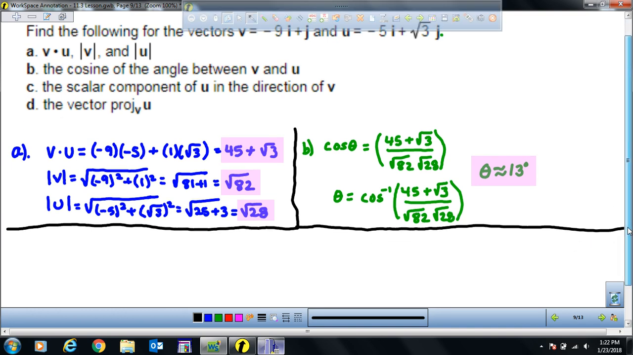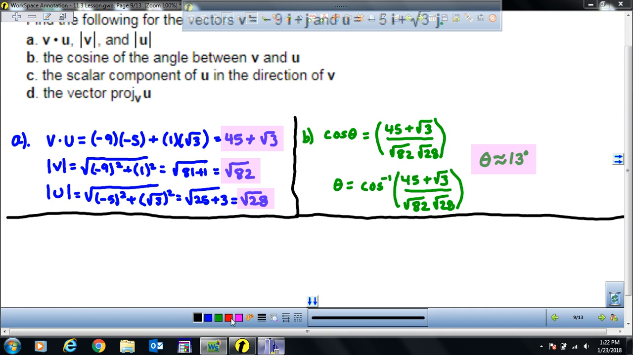Next, letter C. The scalar component of u in the direction of v. So the scalar component means the dot product of u and v, but in the direction of v means v over the magnitude of v. Okay, that's the scalar component of u in the direction of v.